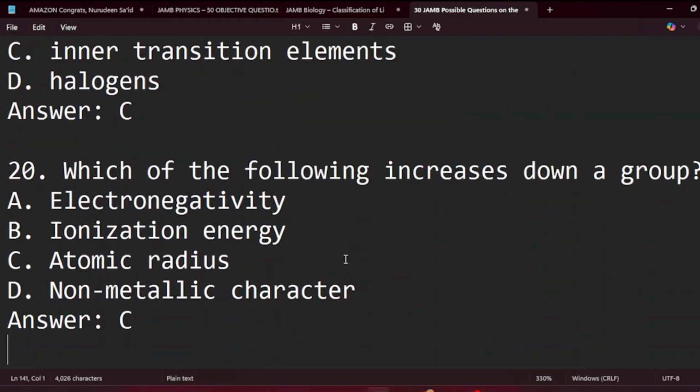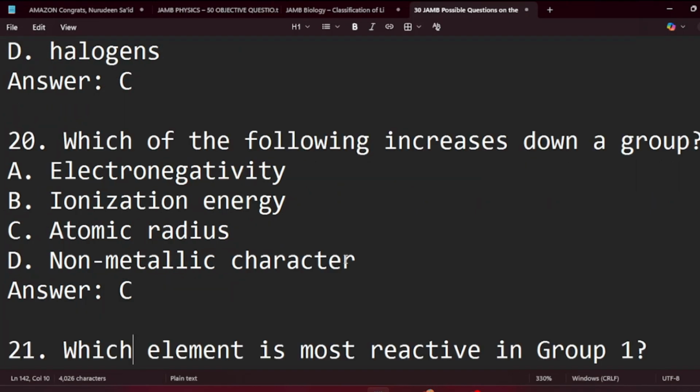Question number 20. Which of the following increases down a group? A. Electronegativity, B. Ionization energy, C. Atomic radius, D. Non-metallic character. The answer is C, which is atomic radius.